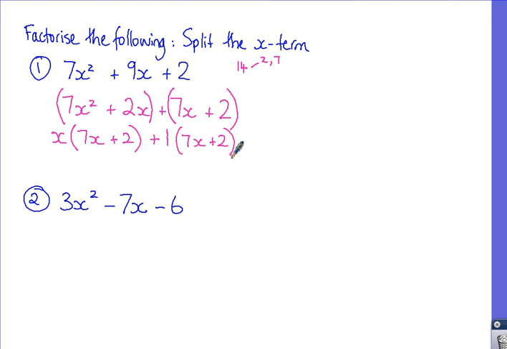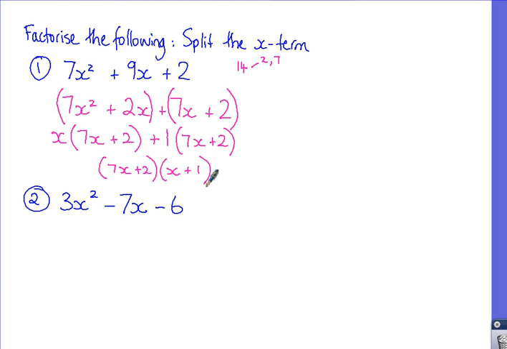And now, my solution is, both of my factors are here. My first factor is 7x plus 2. And my other factor is the one outside the bracket, so x plus 1. And that's the solution for number 1. Okay, now we're going to go on and do number 2.